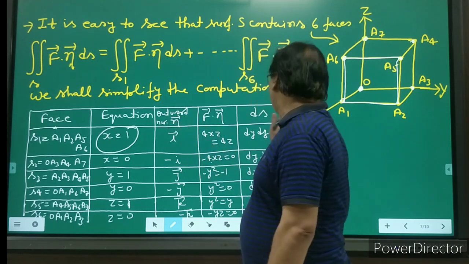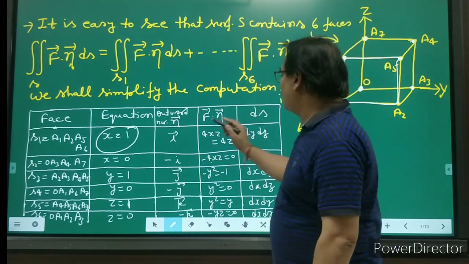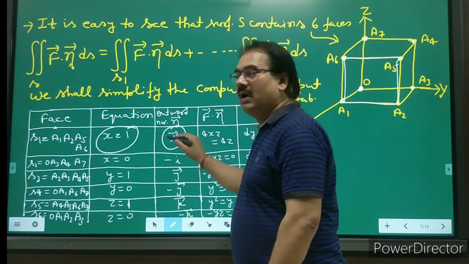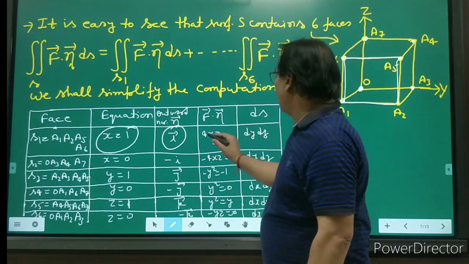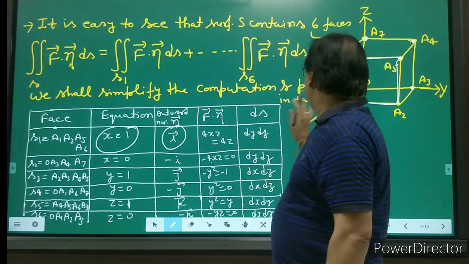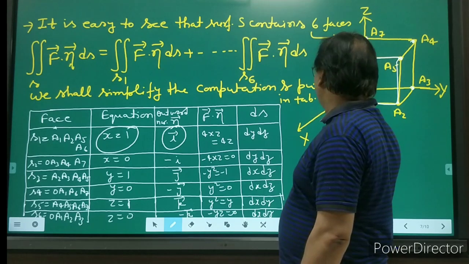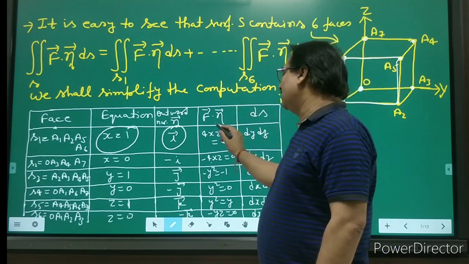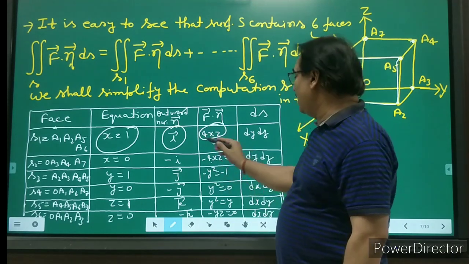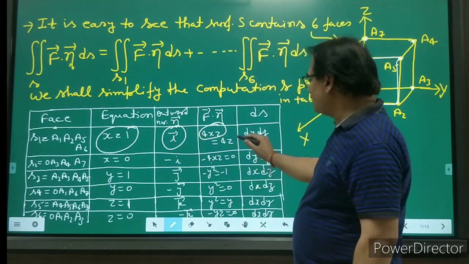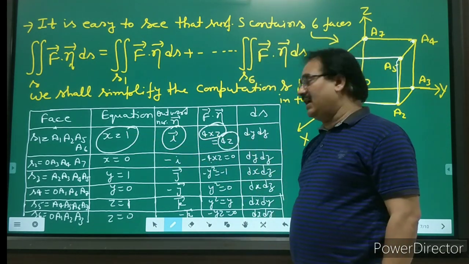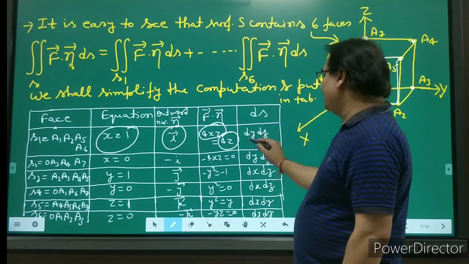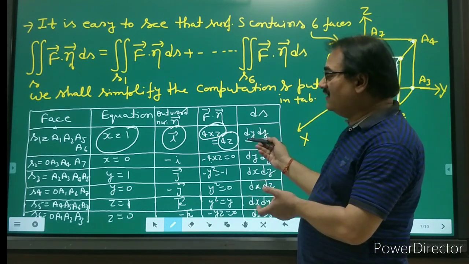And for x is equal to 1, for this plane, what is the outward normal vector? Outward, that is vector i. So eta for this surface is vector i. So whenever you do f dot eta, you will get 4xz. But here x is 1, so after putting x is equal to 1, you will get 4z. And ds is dy into dz.